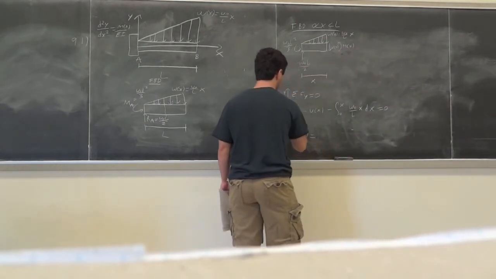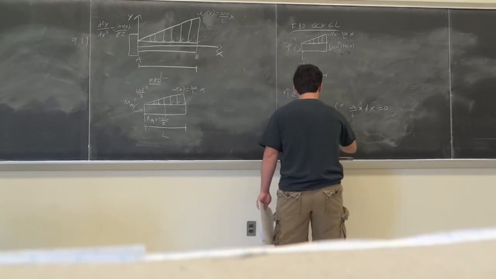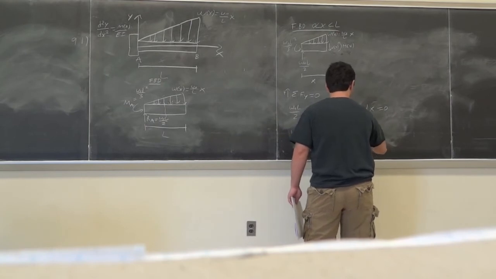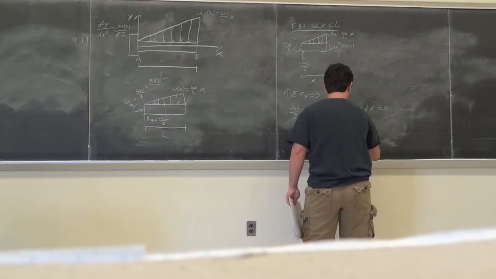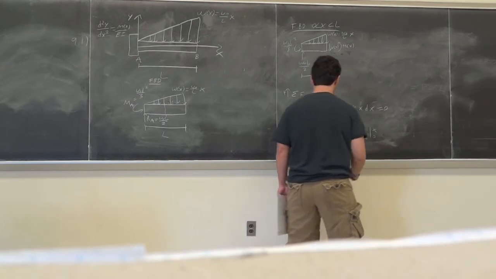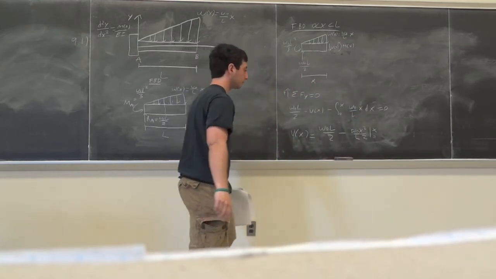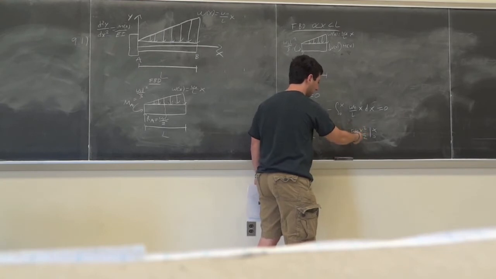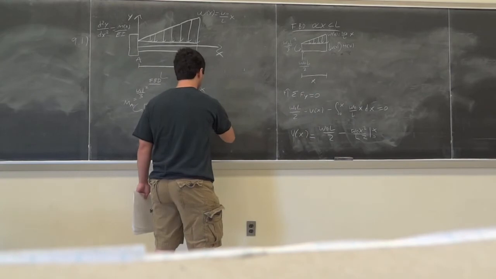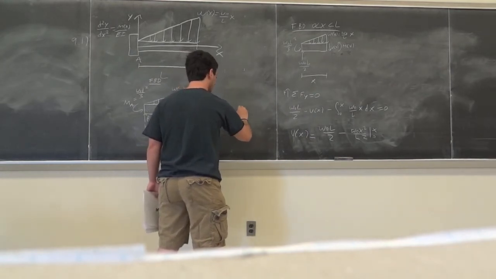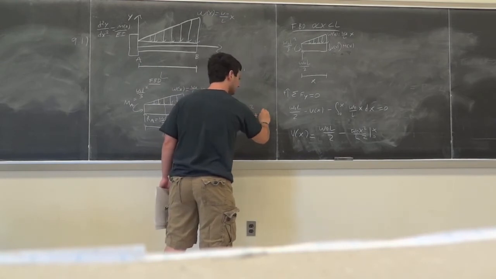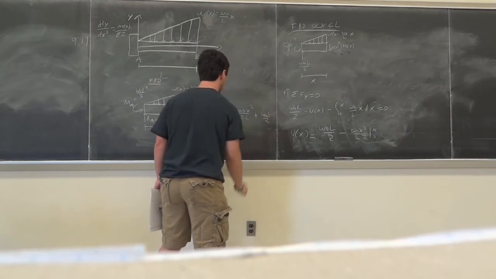Vx is equal to, just move this to the other side, so you have W naught L over 2 minus W naught x squared over 2 divided by L, evaluated from 0 to x. Right? So this integral is just W naught x squared over 2L. So Vx is equal to minus W naught x squared over 2L plus W naught L over 2. Okay?